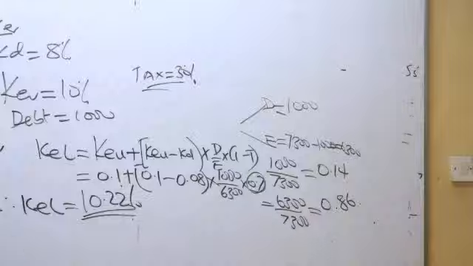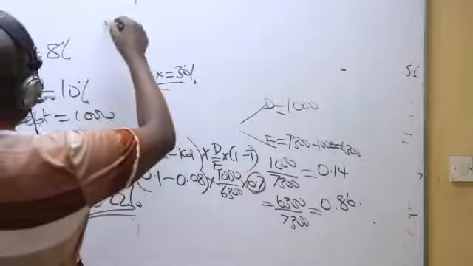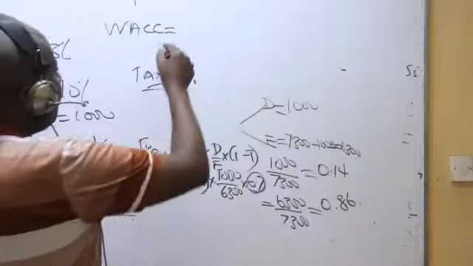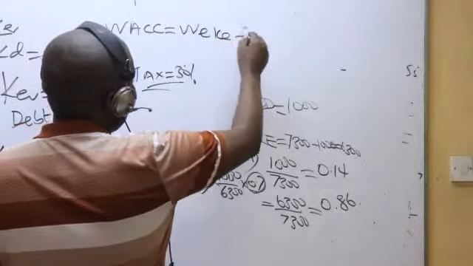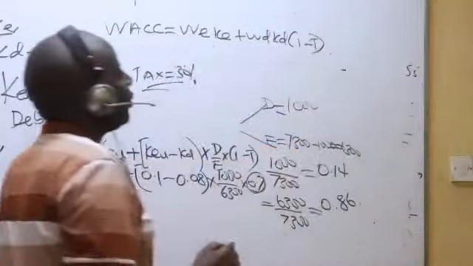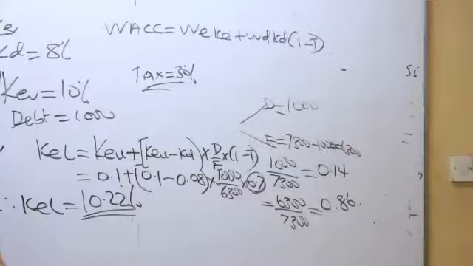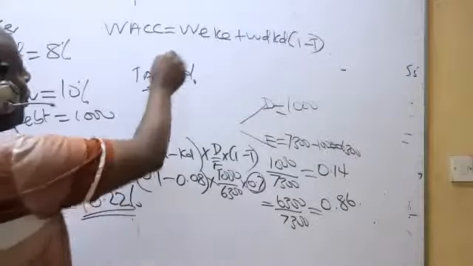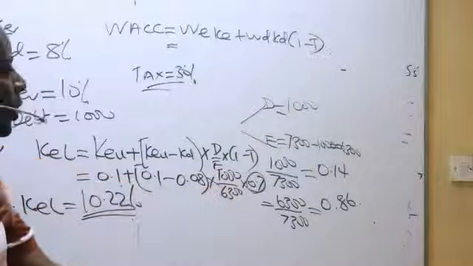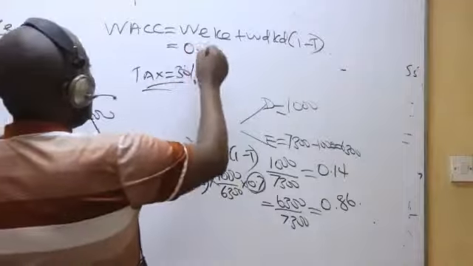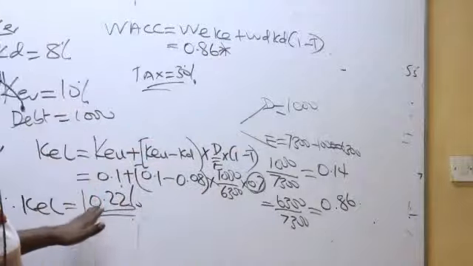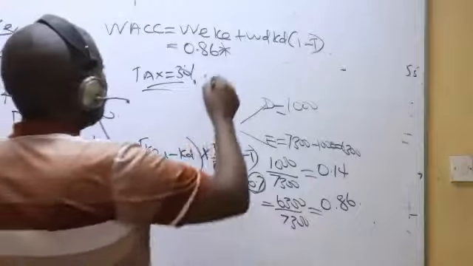So after this, they want us to give them the WACC. We know the formula. It is weight of equity times cost of equity, plus weight of debt times cost of debt, times 1 minus tax. The weight of equity, we already have the figure, it was coming to 0.86. So we have 0.86 times cost of equity. Cost of equity is what here? It is KL, this 10.22%.